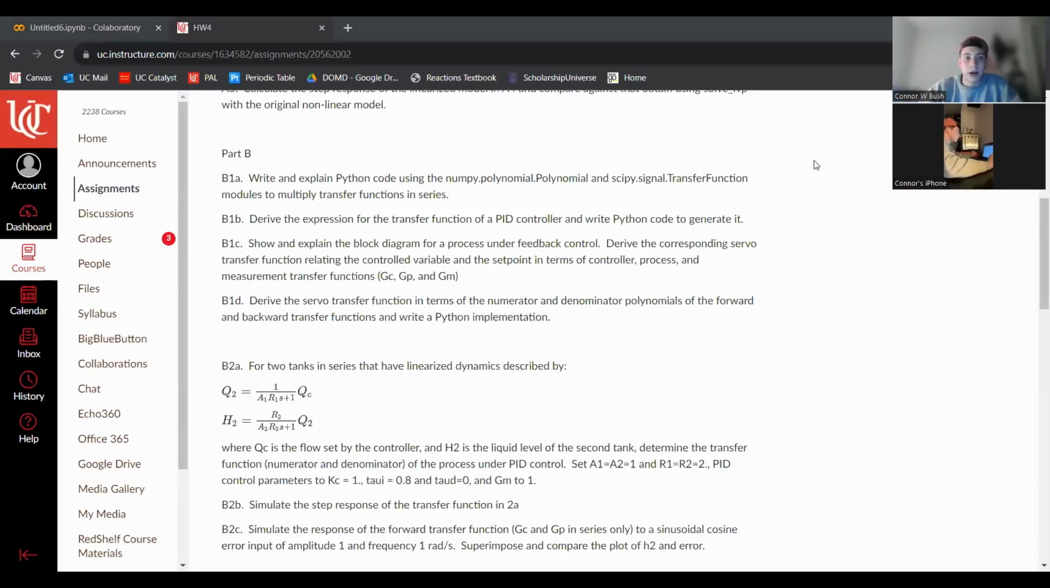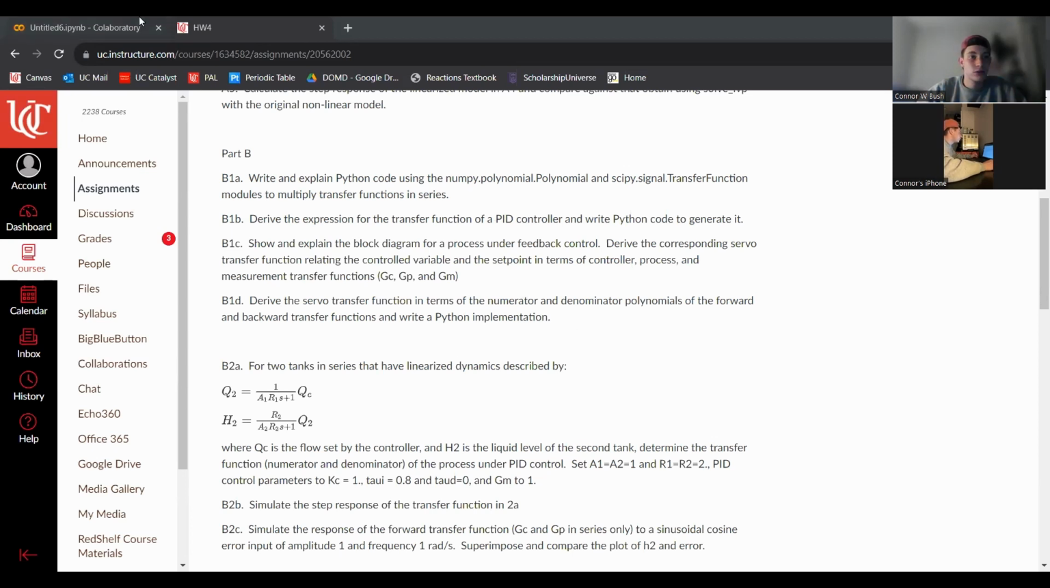All right, here we go. Homework 4, part B. So this is the first part that we are going to be looking at. We need to write and explain Python code using this polynomial situation with this transfer function situation where we want to multiply transfer functions in series.